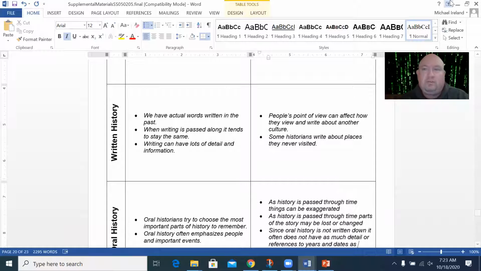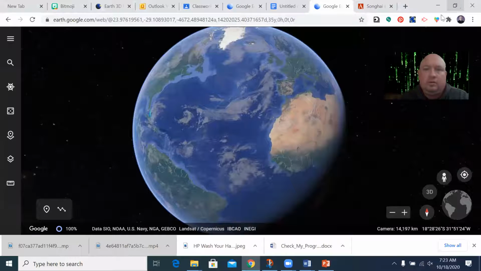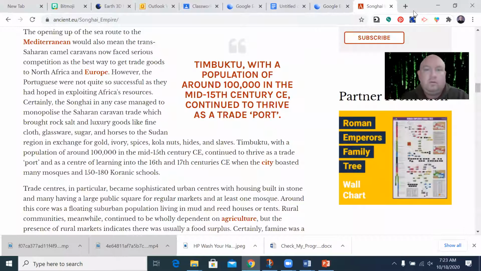The final piece today, I'm going to close that out. I just want to talk to you real quick about Songhai and what life was like. These cities were trade centers. Picture like a regular city today, housing built in stone and many having large public squares for regular markets and at least one mosque. Around this core was a floating suburban population living in modern reed houses.